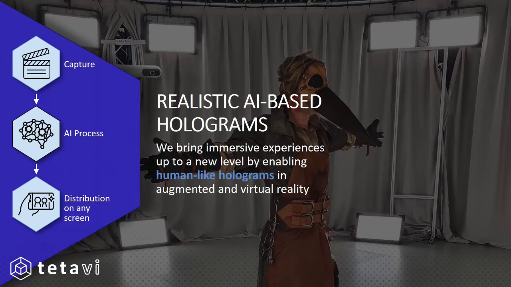Our volumetric studio creates realistic AI-based holograms. We bring immersive experience up to a new level by enabling human-like holograms in augmented reality and virtual reality. Our system is very advanced, based on AI and machine learning, and as you can see on the slide, it's also very simple. It's done in 3 steps: we do the capturing, AI processing, and then distribute to any screen.